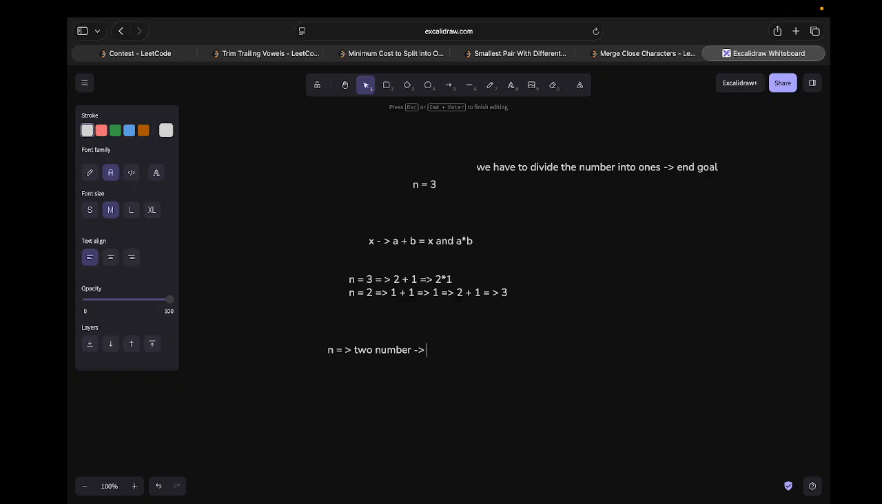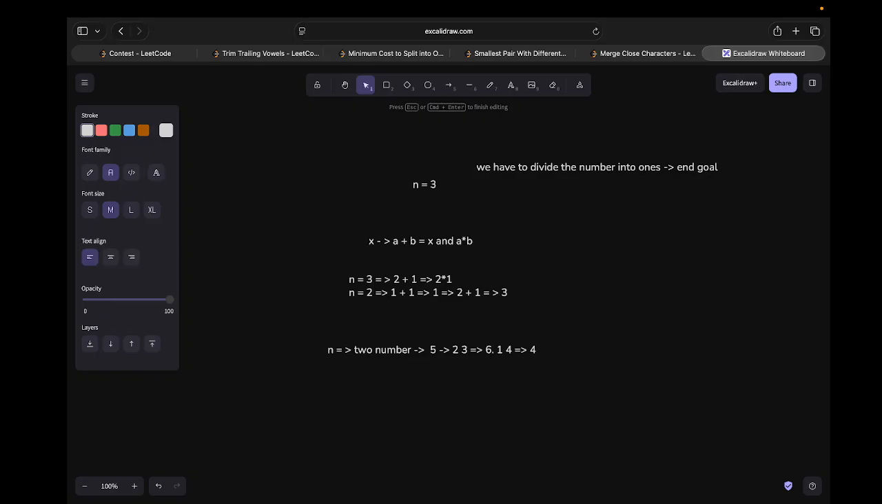For example, let's say the number is 5. There are two possible ways to divide this. One is 2 and 3, which gives you the summation of 5, but the cost is 6. And there is 1 and 4. If you divide it, it gives you a cost of 4. So which one is minimum? If you see clearly, 4 is less than 6, right? So we also need to make sure that the numbers we take give us the minimum cost, right? So this is what we have to do over here.